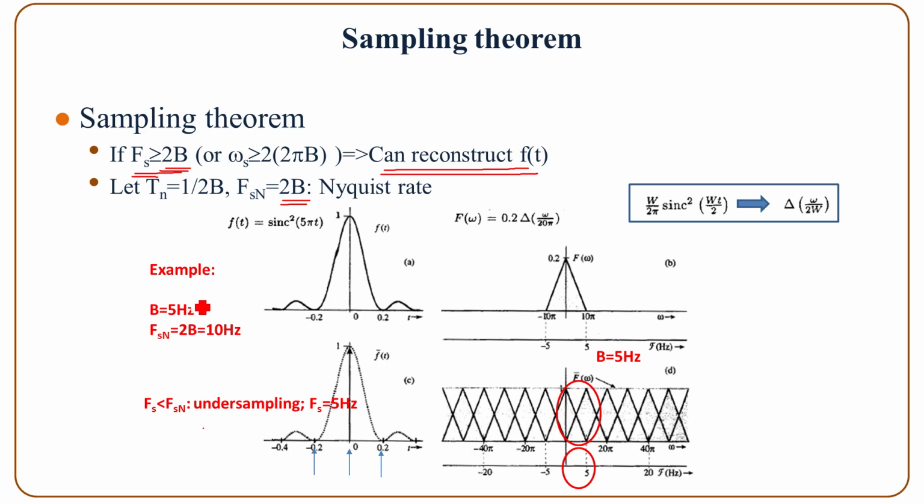Let's look at the example. Given a signal, this is a sinc function, and from the Fourier transform table, we get this. So the Fourier transform of a sinc squared function is a triangle function in the frequency domain. This is a sinc squared function, not sinc, sorry.